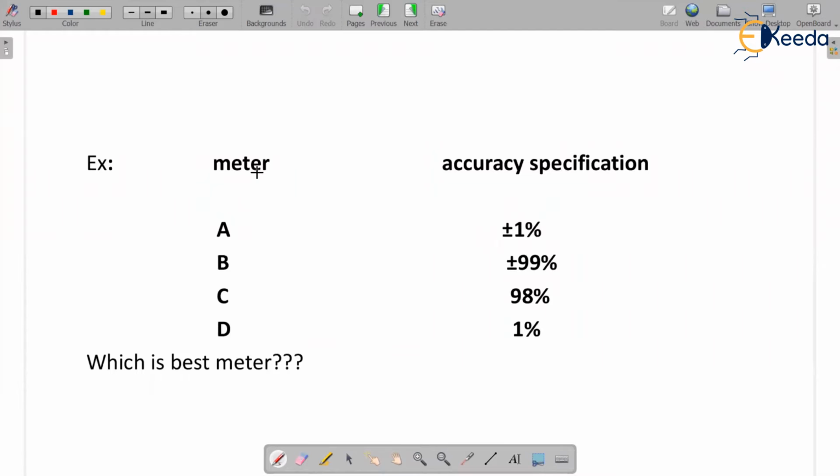This is my regular question. I have meters named A, B, C, D, with accuracy specifications given as plus or minus values. I'm asking you which is the best meter. You can't say directly, but I will give 4 points, and after that you can judge.